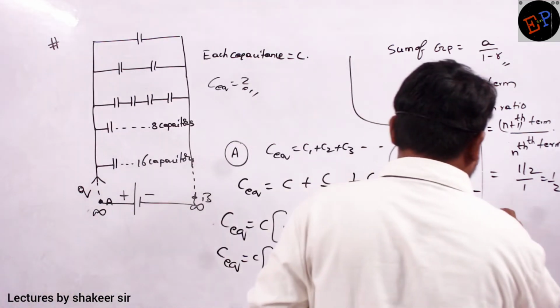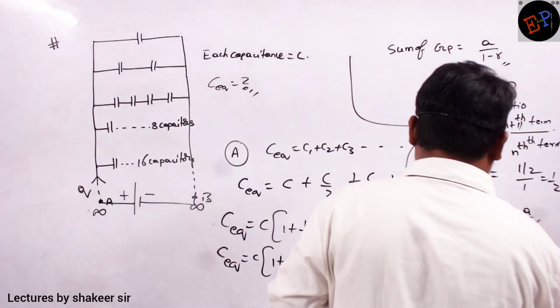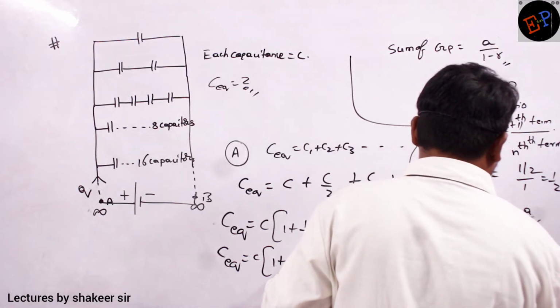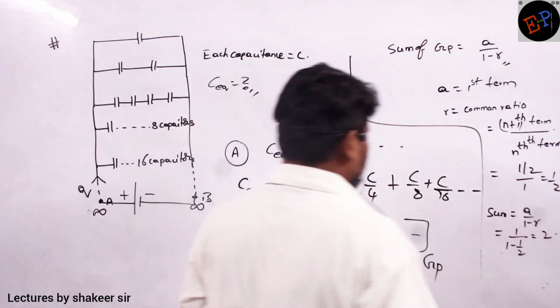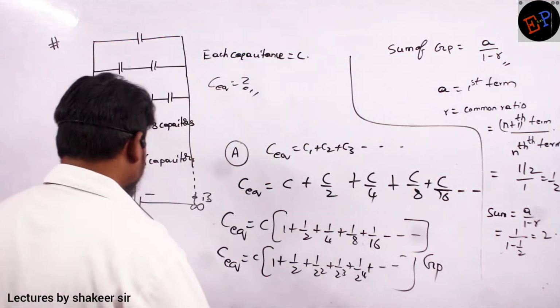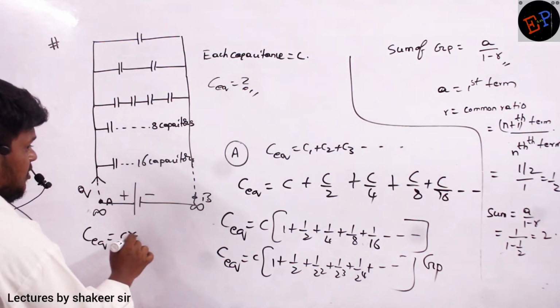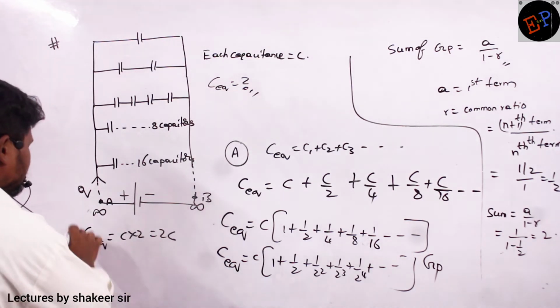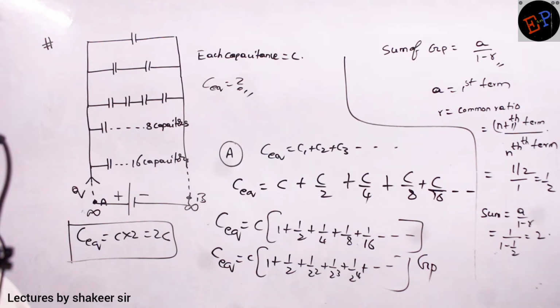So sum is how much? Sum of geometric progression is a by 1 minus r. A value is 1, the first term. 1 by 1 minus 1 by 2. So 1 by 1 by 2, that is 2. So therefore, what is the total equivalent capacitance? C equivalent capacitance is C into 2, 2C. This is my answer. Have you understood? We are solving the problem with the help of geometric progression.